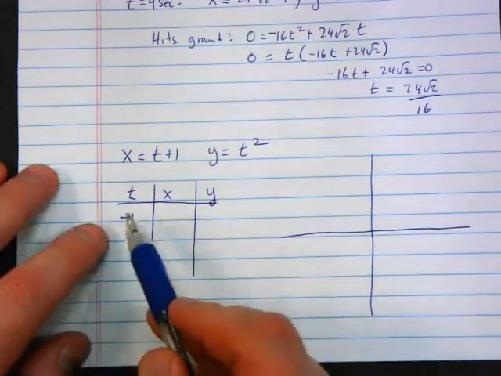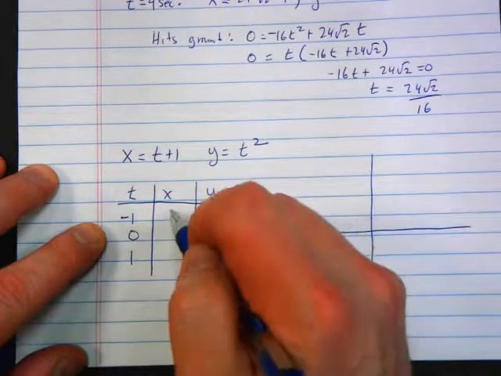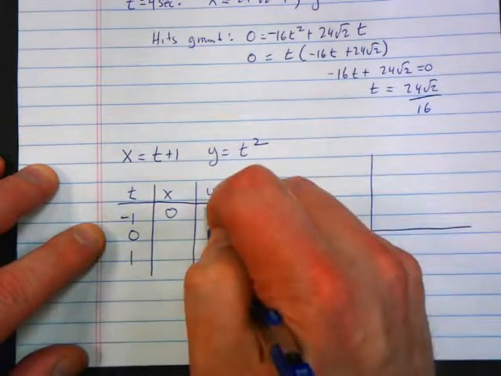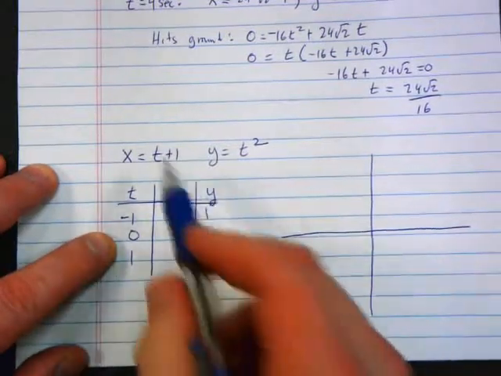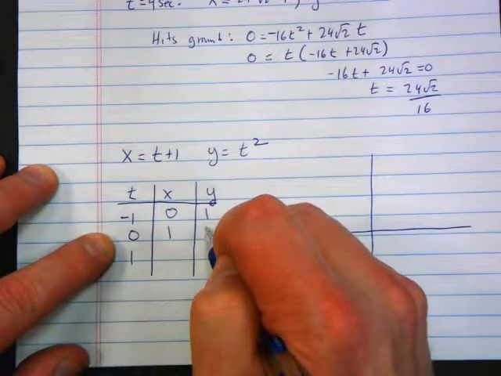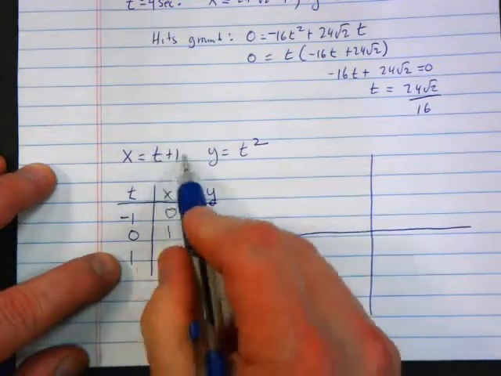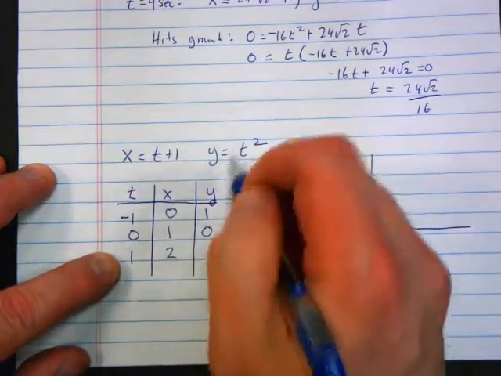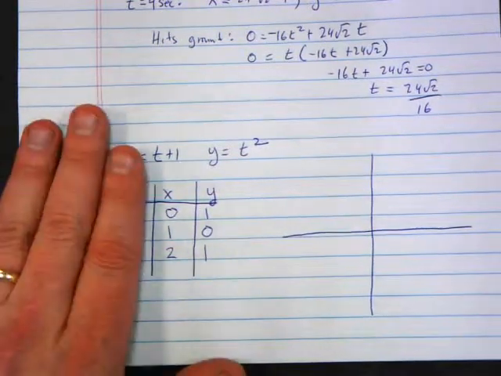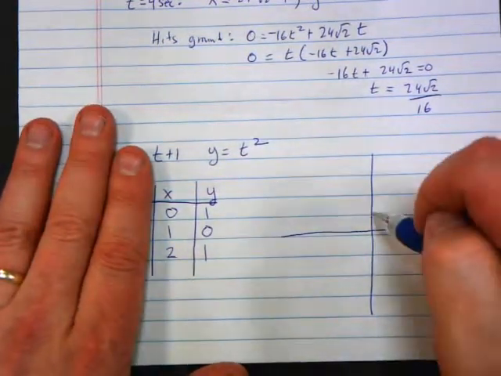I plug negative 1 in. What's negative 1 plus 1? 0. What's negative 1 squared? 1. I plug in 0. 0 plus 1, 1. 0 squared, 0. I plug in 1. 1 plus 1, 2. 1 squared, 1. So now I just graph using the x and the y numbers.